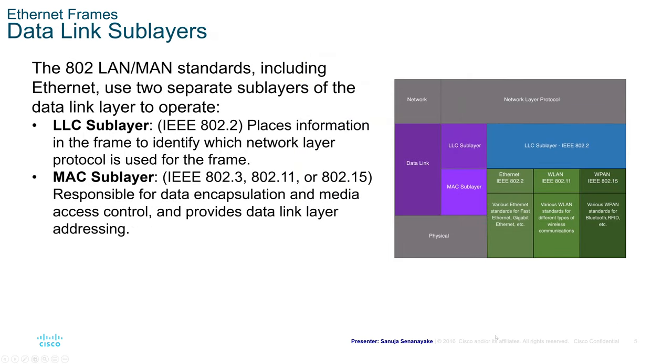The 802 LAN/MAN standards, including Ethernet, use two separate sublayers of the data link layer to operate. They are the LLC sublayer and the MAC sublayer. The LLC sublayer, as I mentioned before, is defined by IEEE 802.2, which places information in the frame to identify which network layer protocol is used for the frame. The MAC sublayer, which uses IEEE 802.3, IEEE 802.11, or IEEE 802.15, is responsible for data encapsulation and media access control, and provides data link layer addressing. On your right hand side, you can see the diagram of the data link, divided into the LLC sublayer and MAC sublayer, just like the previous slide. We have the physical layer underneath it, and the network and other layers on top of it.